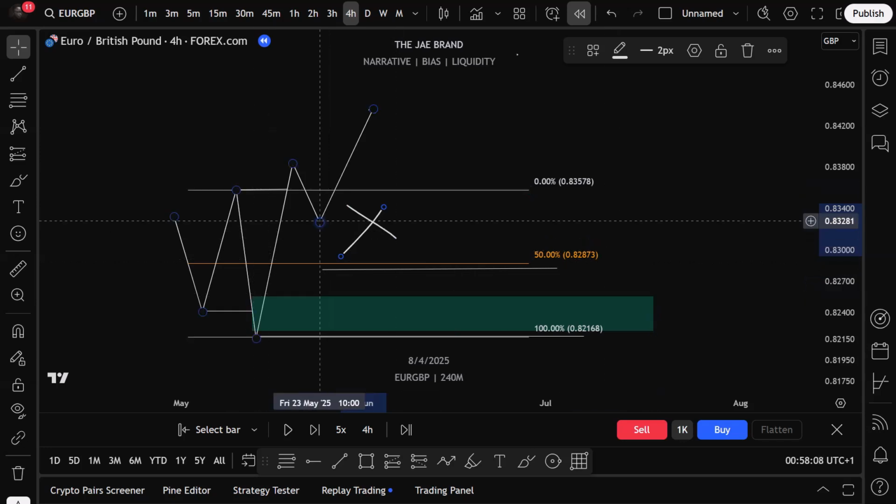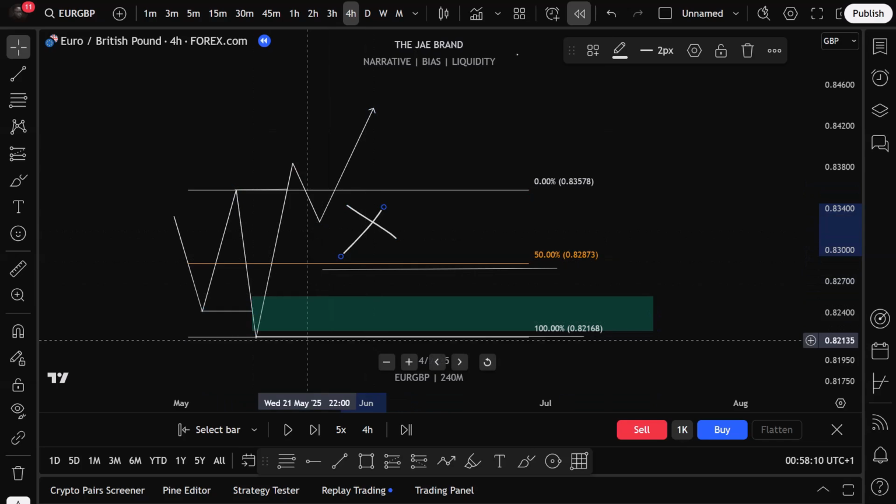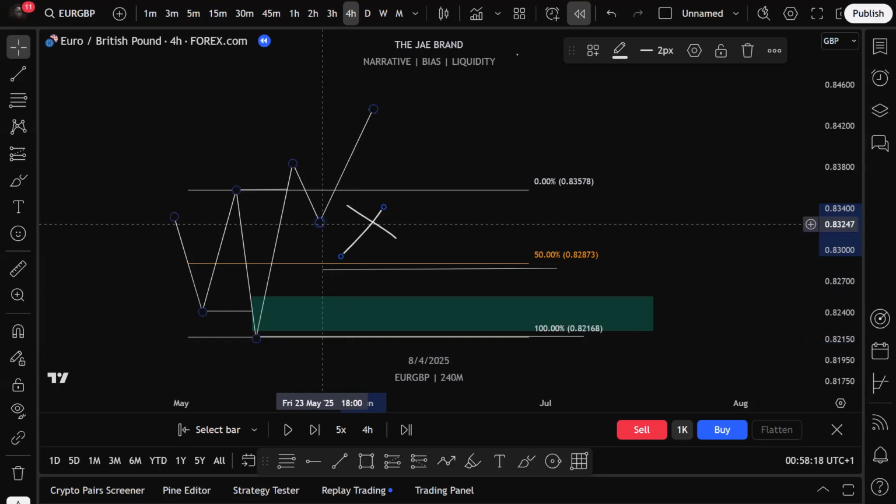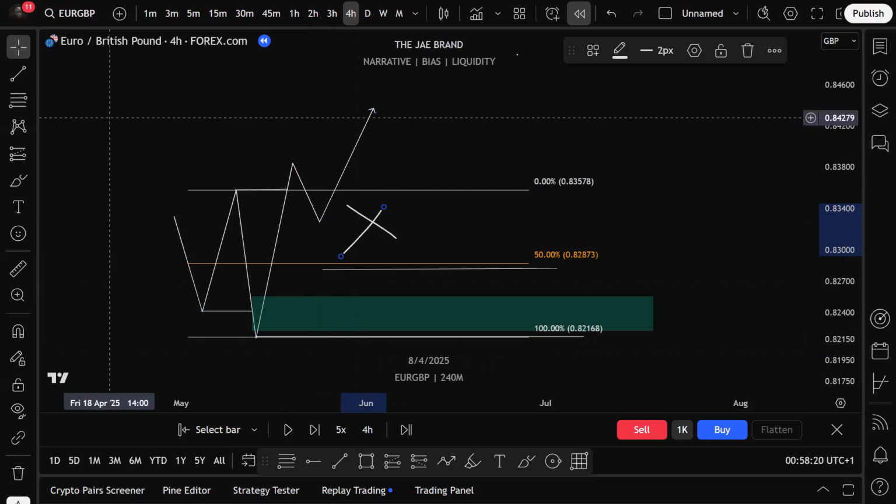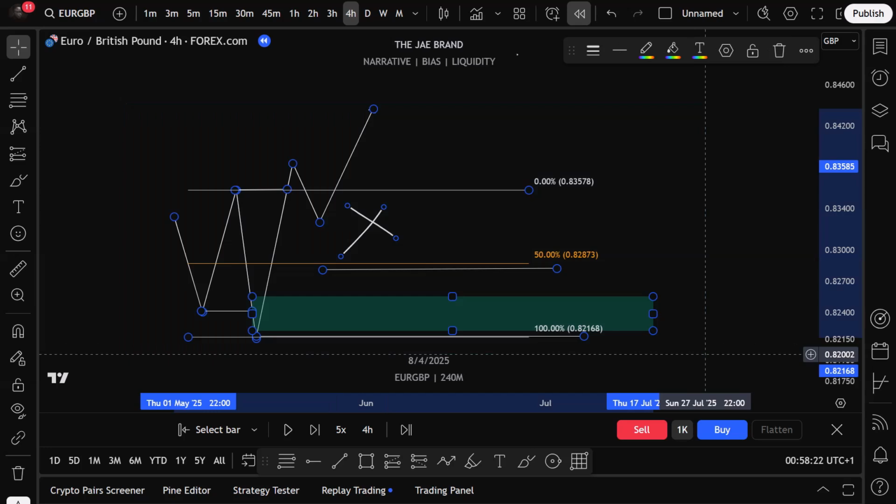You want to avoid setups like this because your protected low will be induced. Your protected low will be taken off if you trade this kind of structural liquidity. I'm going to show us examples on the chart.